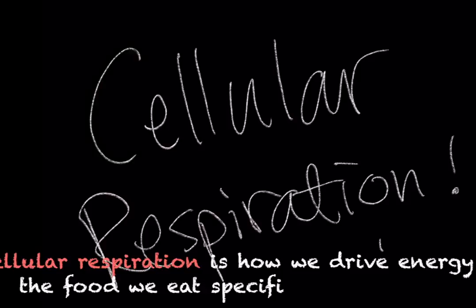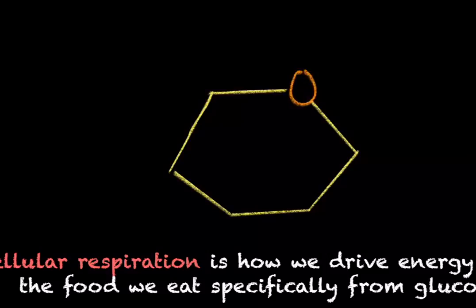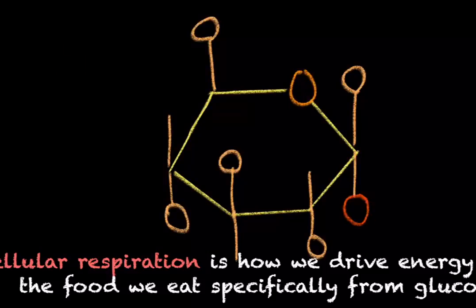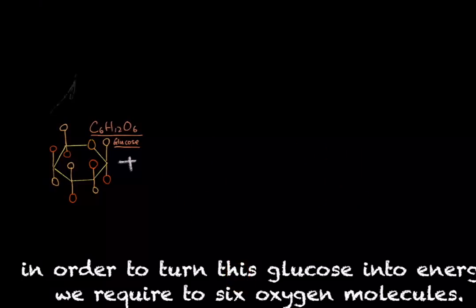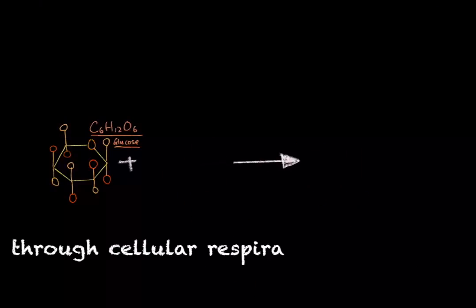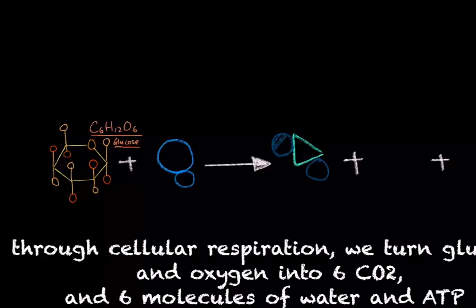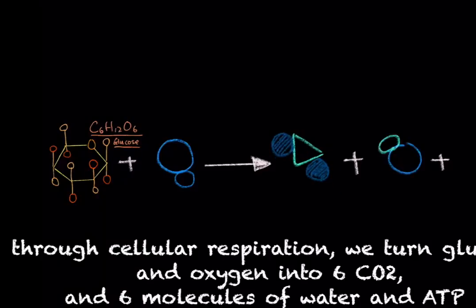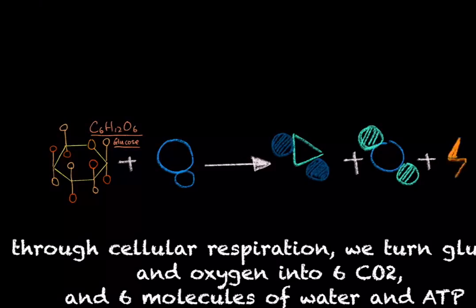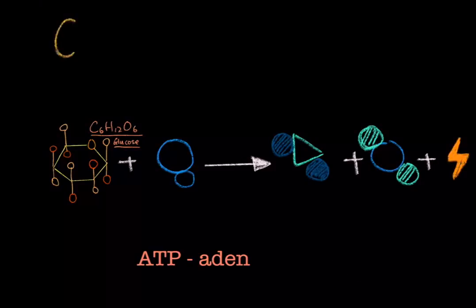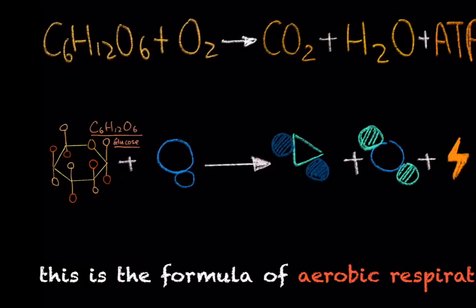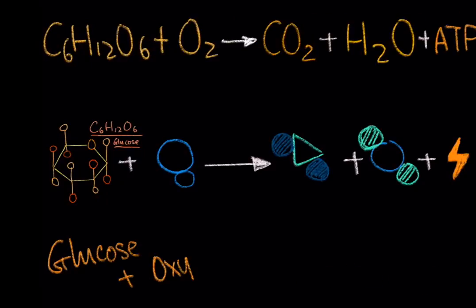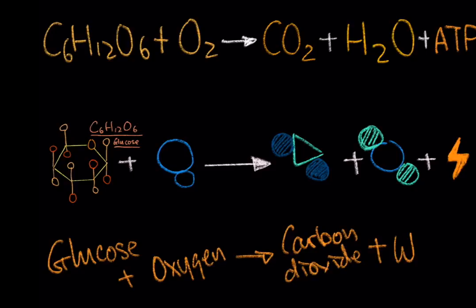Cellular respiration is how we derive energy from the food we eat, especially from glucose. In order to turn this glucose into energy, we require 6 oxygen molecules. Through cellular respiration, we turn glucose and oxygen into 6 CO2, 6 molecules of water, and ATP. This is the formula of aerobic respiration: glucose and oxygen become carbon dioxide, water, and energy.